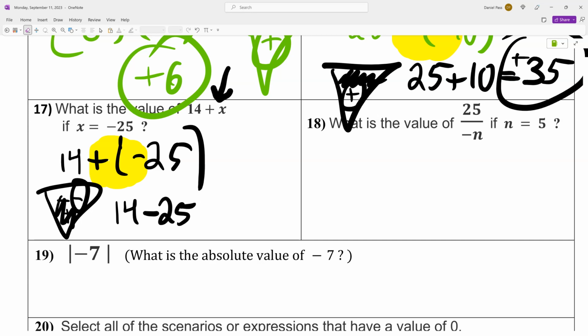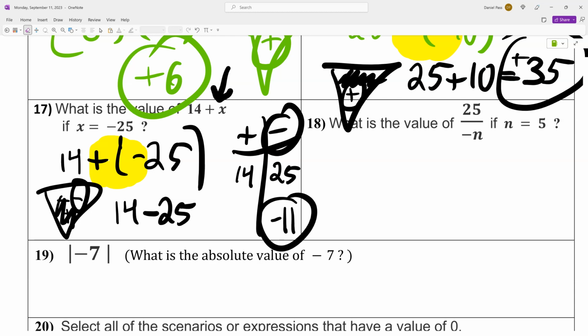Okay, now what? Then you do good guys, bad guys. So you put 14 in good guys and 25 in bad guys, which means that bad guys won. So therefore, our answer would be a negative. A negative, yeah, and we subtract, we get negative 11. Did you know the answer was negative 11? Yeah, that's what I wrote. Good.